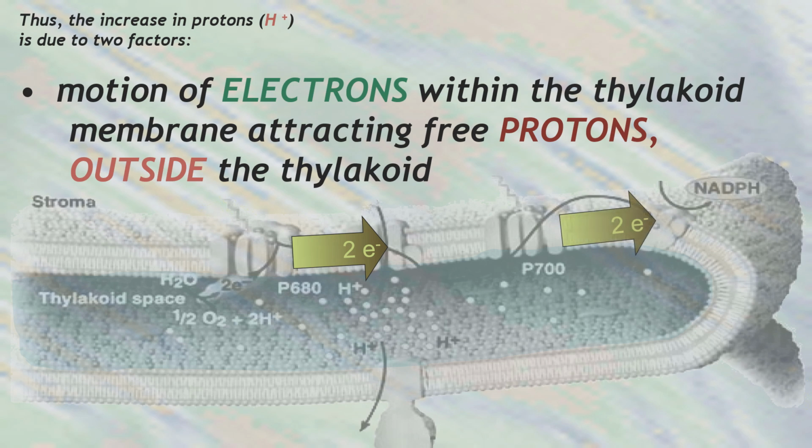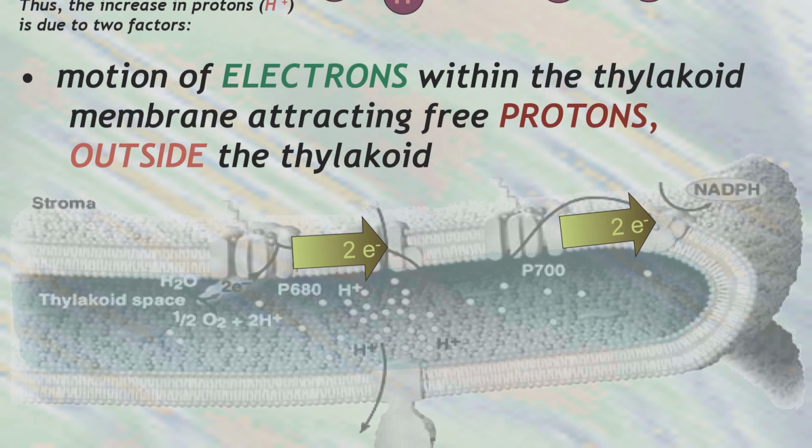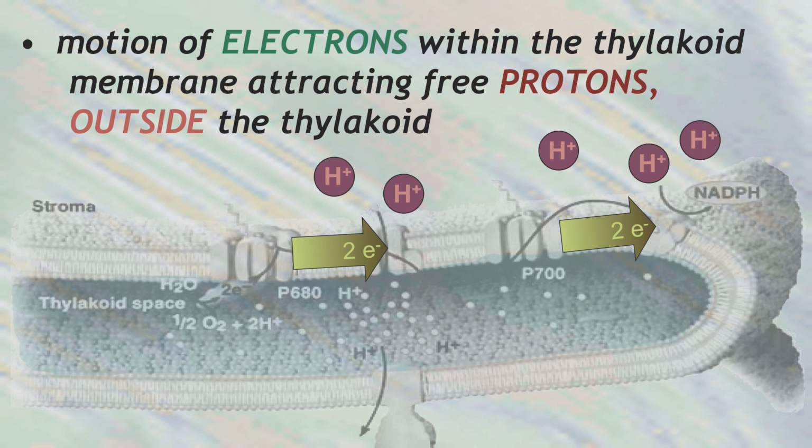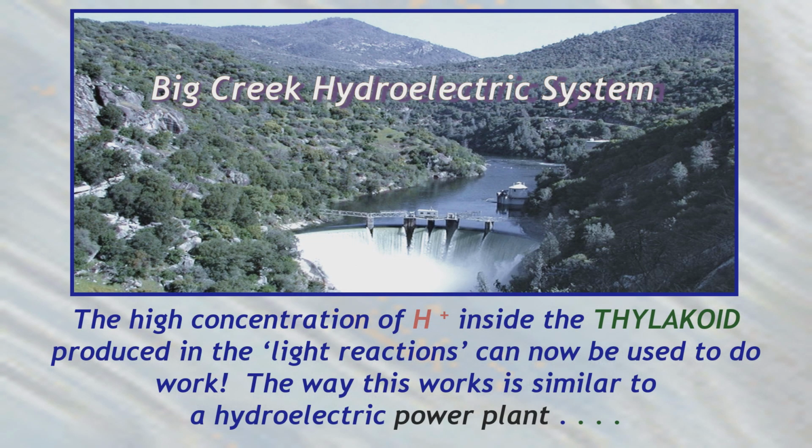So again, as the electrons move through the membrane, they are moving negative charges, and they will tend to attract any positively charged particles, protons, from outside the thylakoid. So there are 2 reasons why the protons are attracted. And we end up with a high concentration of protons inside the thylakoid and that can be used to do work.